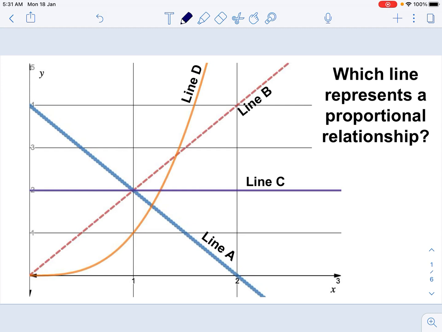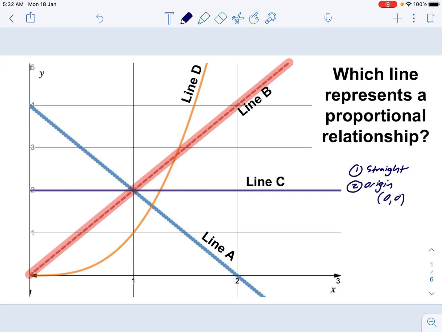Okay, the correct answer was line B. The reason that it's line B, the one that's being highlighted right here, remember the 2 things that have to be true to be a proportional relationship. One is that it's got to be a straight line, which that is a straight line. And the second thing that has to be true is it also has to go through the origin, the point 0, 0. And so you can see this is the only one that goes through the point 0, 0 and is a straight line. So that's why line B is the proportional relationship.